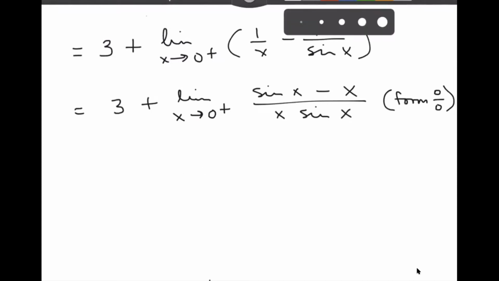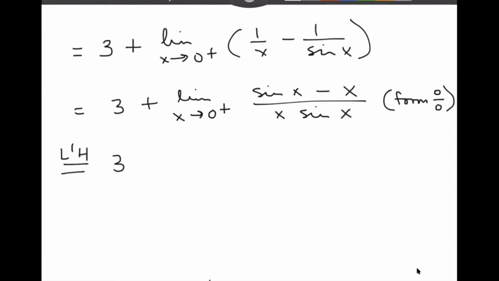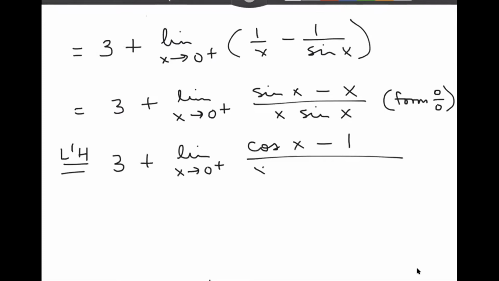So using L'Hopital's rule, don't forget about this 3. We'll just keep that there. The derivative of sine x minus x is cosine x minus 1. And then the derivative of x sine x by the product rule is the first times the derivative of the second plus the second times the derivative of the first. And this, unfortunately, is another 0 over 0. Okay, so we'll use L'Hopital's rule again.